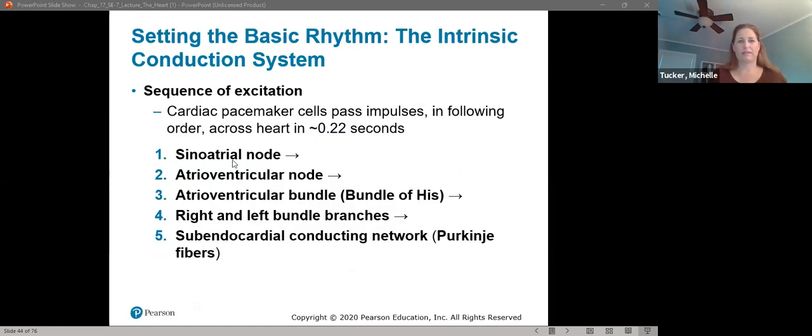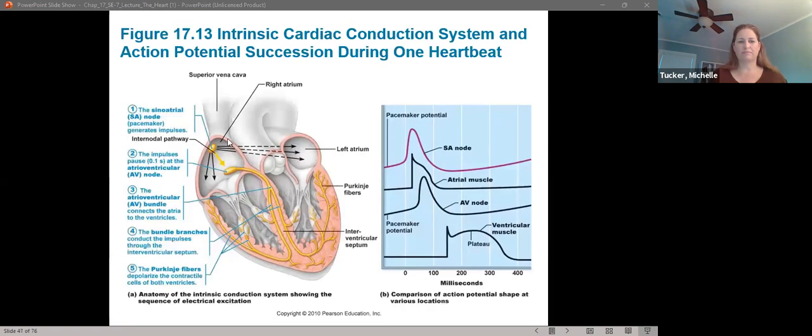Then there is the sequence of excitation. You do need to know the sequence. This is also covered in lab, and it's really pretty straightforward. It starts at the SA node. There is going to be a slight delay at the AV bundle. This is because the fiber diameter gets smaller, causing a little bit of a delay. That delay is going to make sure that the atria have time to contract before that conduction system gets all the way down to the ventricles.